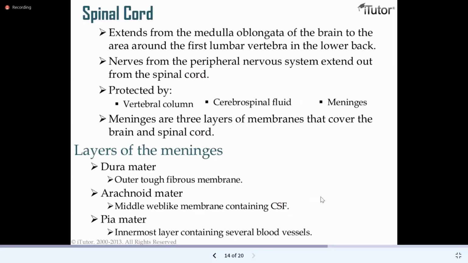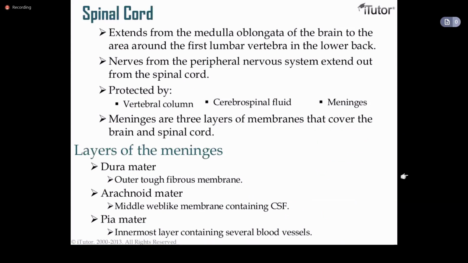The spinal cord extends from the medulla oblongata of the brain to around the first lumbar vertebra in the lower back, and it narrows, with the peripheral nerves extending out from the spinal cord. It is protected by the vertebral column, the cerebrospinal fluid, and the meninges. The meninges are three layers of membranes that cover the brain and the spinal cord.